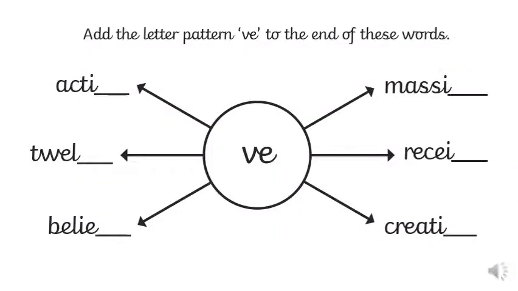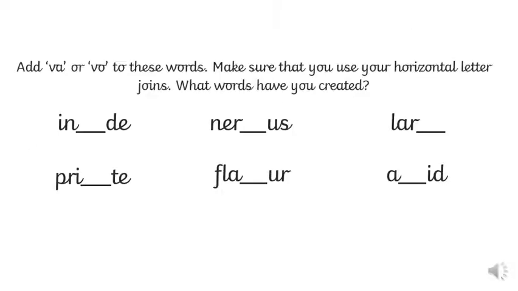Next part, can you add the letter pattern VE to the end of these words and what words do they make? Again, can you join all of your word together? And the last part of our handwriting for today is, can you add VA or VO to these words using your neat handwriting? And what words have you created? Pause the video and have a go at these.